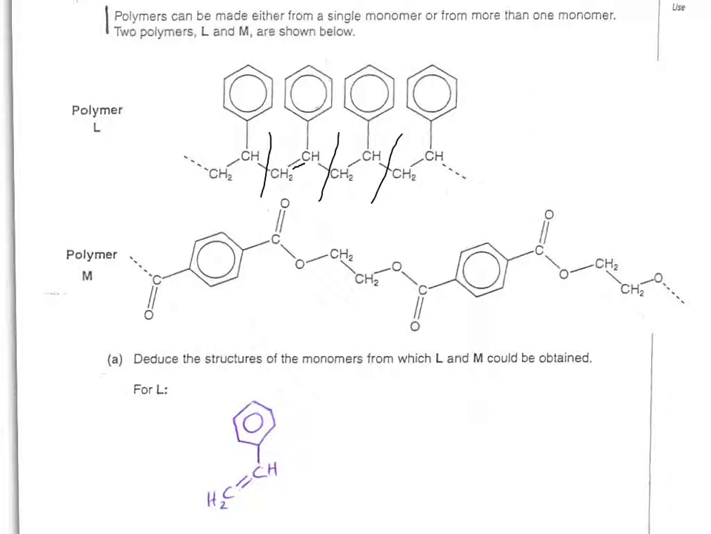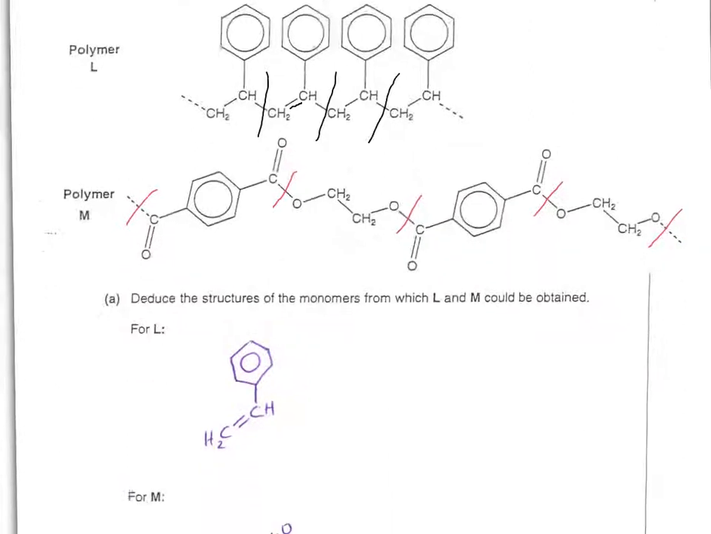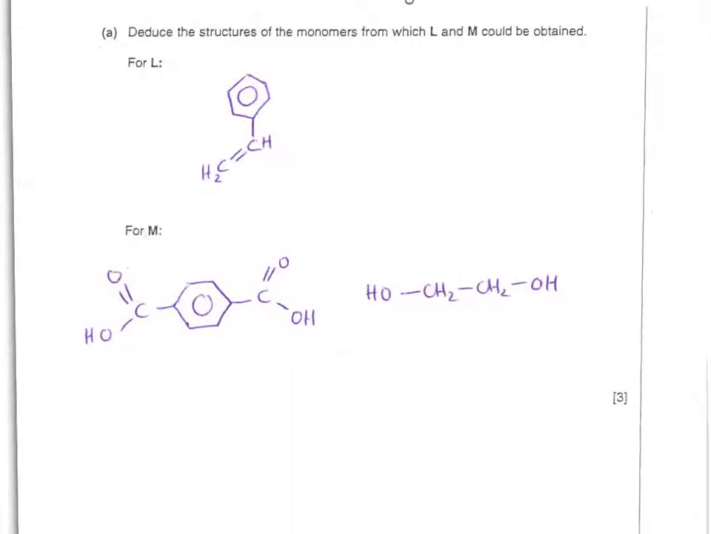So if we do that and we break the ester links between our monomers, hopefully we can see what our monomers might be. So first of all here, this has got a carbonyl at either end, so this must be a dicarboxylic acid with a benzene ring in the middle. And here we've got an oxygen at the end, so this must have been a diol. These are going to be OH groups. So these are our two monomers.